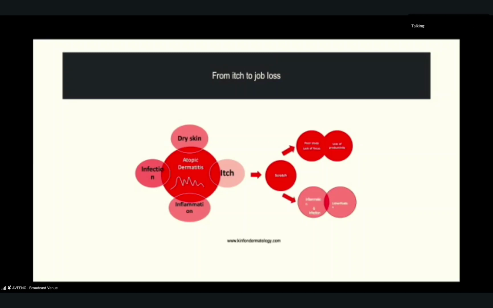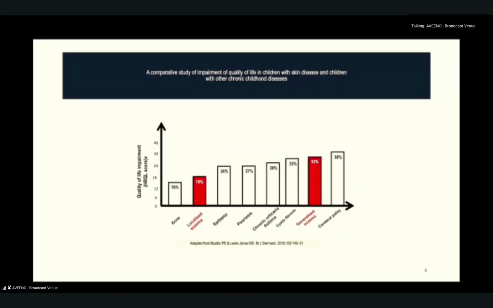So this is the poor sleep, loss of productivity, inflammation, and lichenification, and secondary infections. You look at the quality of life impairment compared to other chronic diseases among children. Generalized eczema is just second to cerebral palsy in terms of reduction in the quality of life of the patient and the family. It's not difficult to understand why.